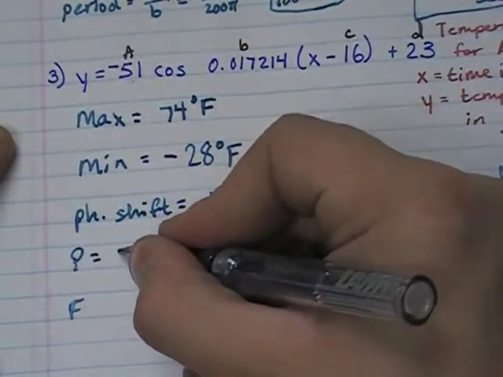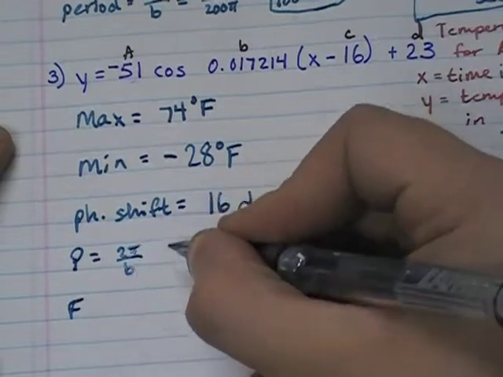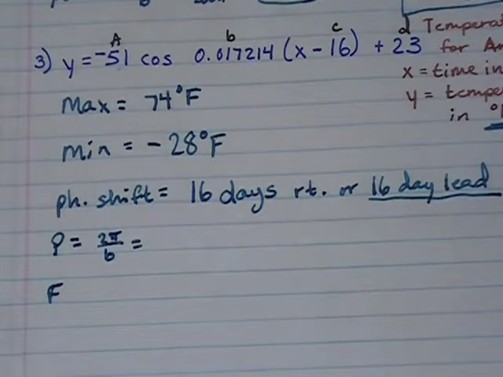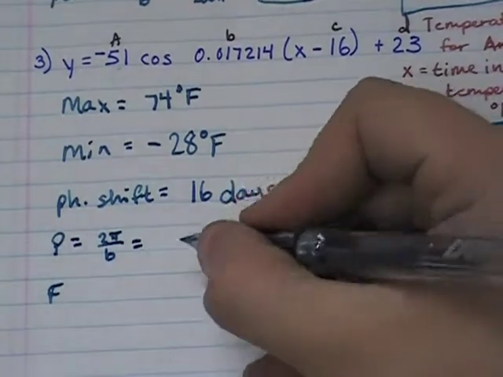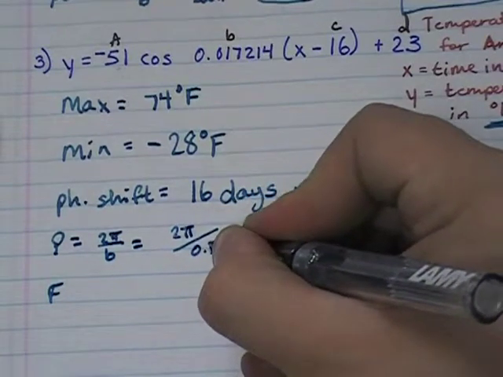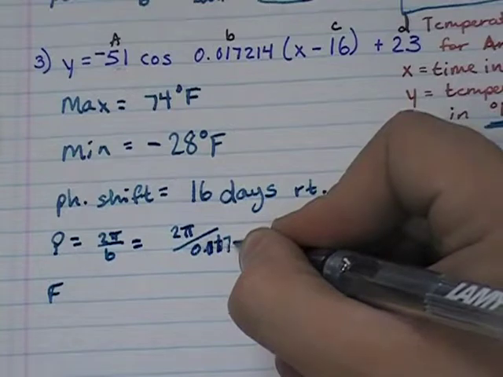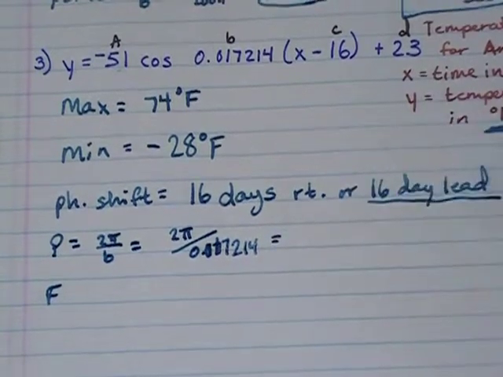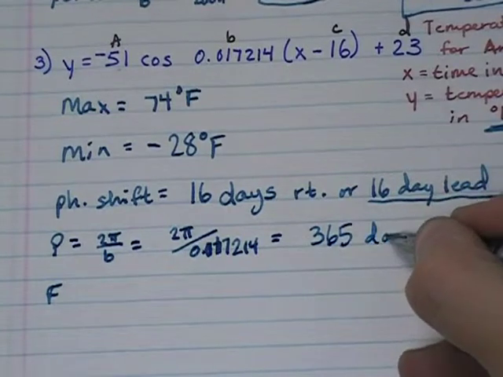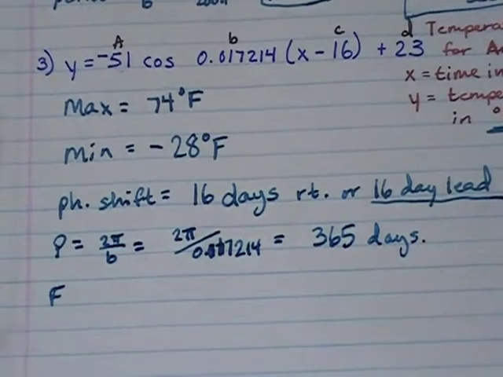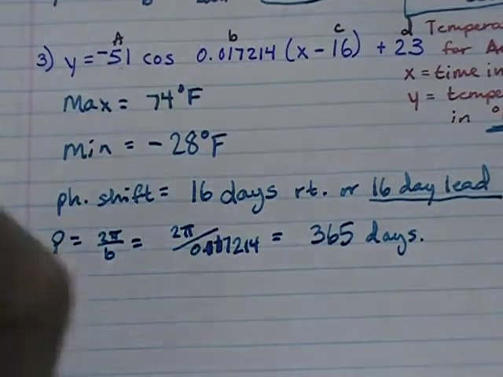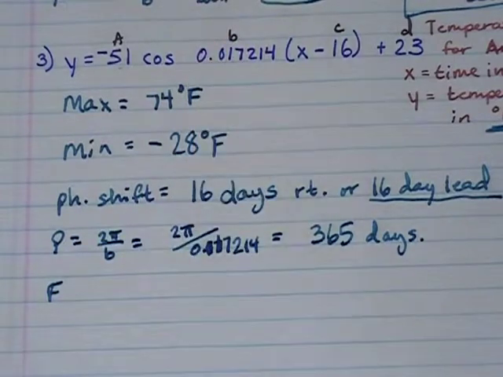Okay? And then we're asked for the period and the frequency. And the period is going to be 2 pi over b. Okay. So we say, all right, well, you've got 2 pi and you've got b. B is a small decimal, so it's 2 pi divided by 0.017214. And when I do that division, I come up with roughly 365 days. What does that mean? That means it takes 365 days to make one cosine wave.